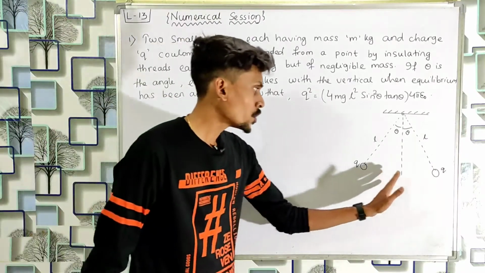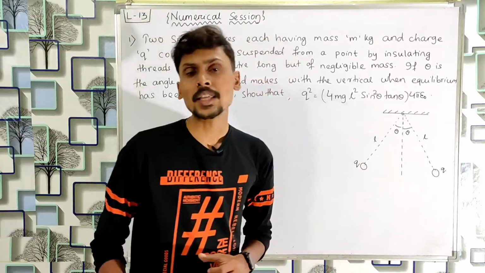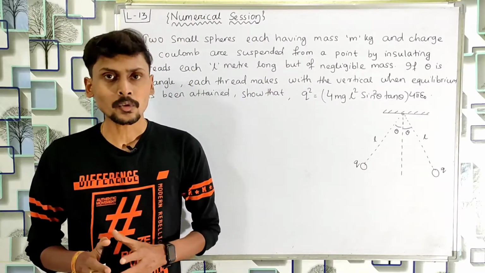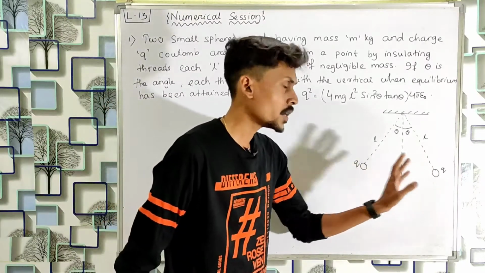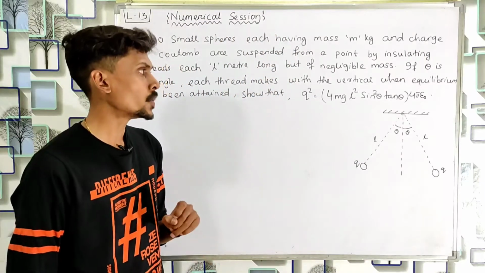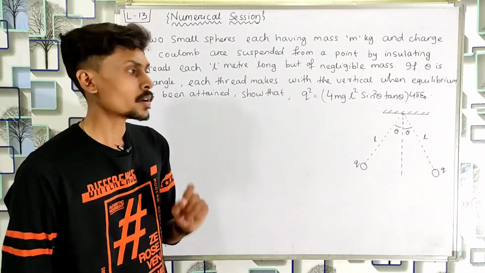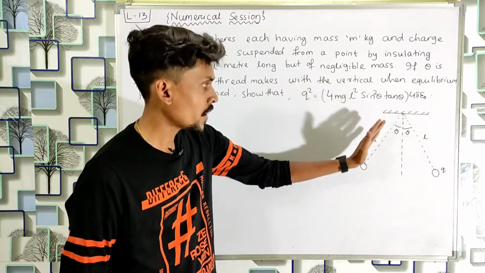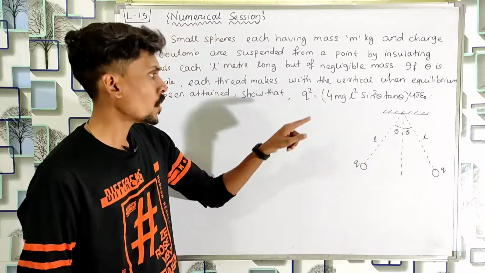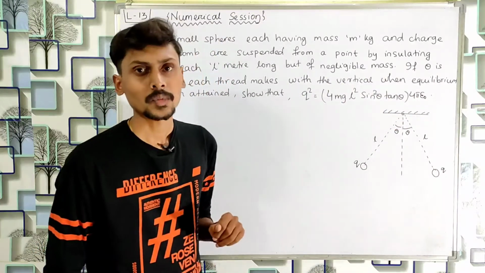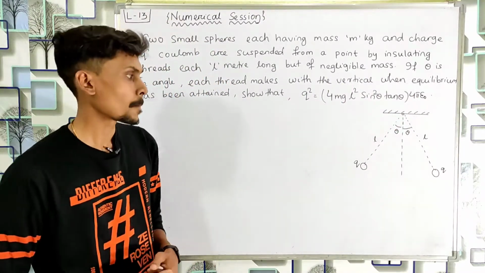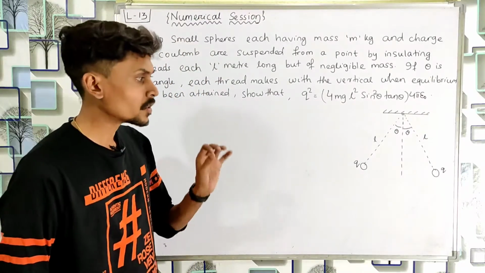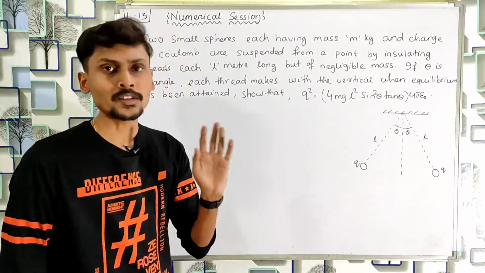So at this position, the two spheres are in equilibrium. It means the resultant force or the net force acting on each sphere is 0. And we have to prove that under equilibrium condition, if theta is the angle between the thread and the vertical, then you have to prove this expression. So let's solve this question. So if the two spheres are in equilibrium, then the net force on each sphere is 0.